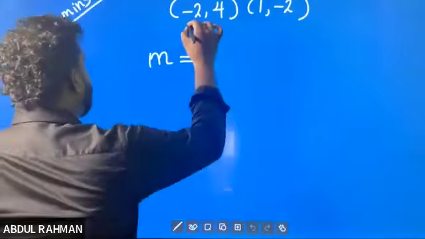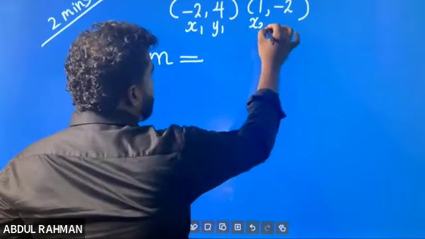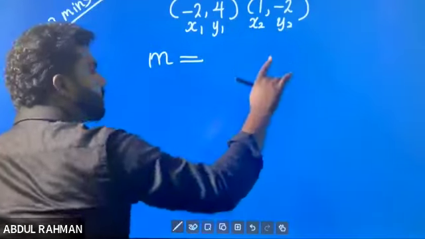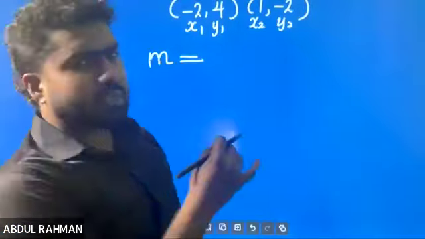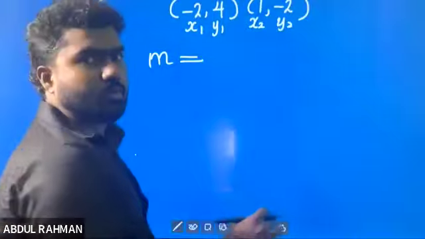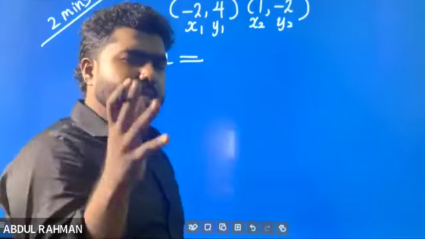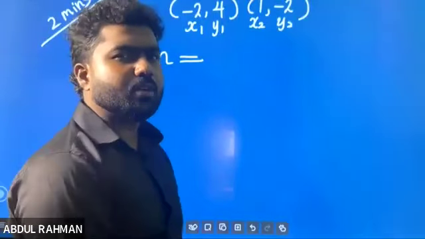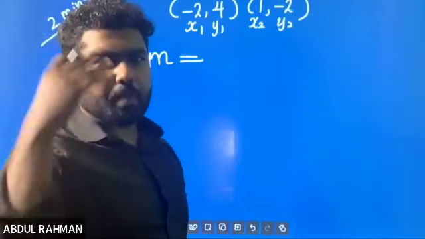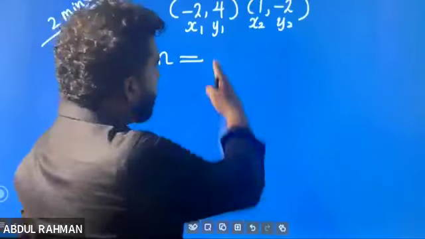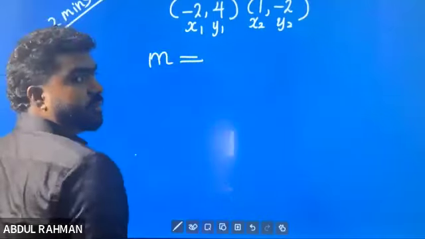Look at the board. I'm taking this as my x1 and this as my y1. This as my x2 and this as my y2. Always make sure you mark this. Don't be stupid enough to think everything is in your head. If you are overconfident, then it's very difficult to score marks. So don't take that overconfidence into your brain. So here, make sure you mark the values.